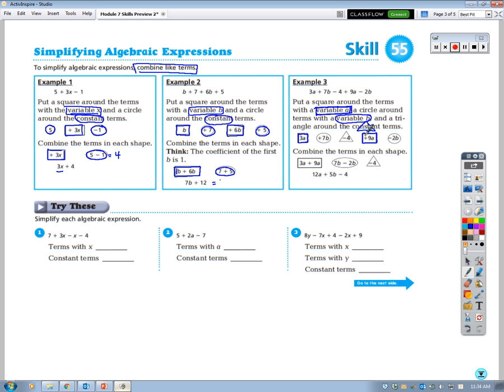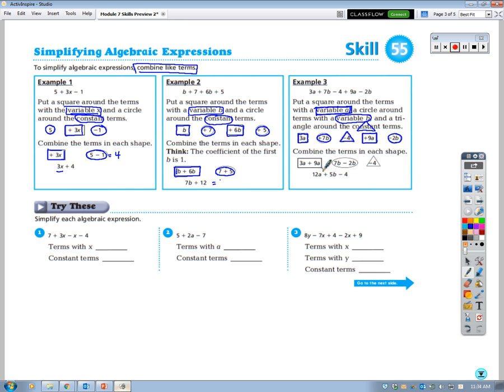Put our squares around that. And then let's go through and look for our b's. Put a circle around positive 7b and negative 2b. And then we're going to put a triangle around our constant. This is our lonely constant here, negative 4. Okay? So we've identified and separated.